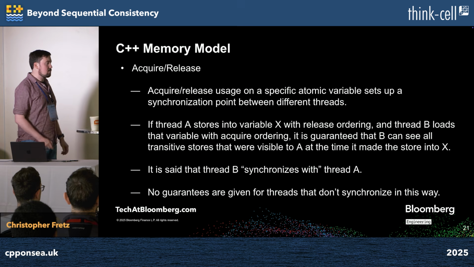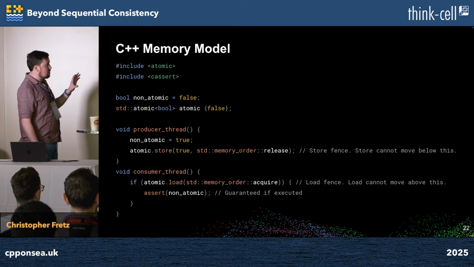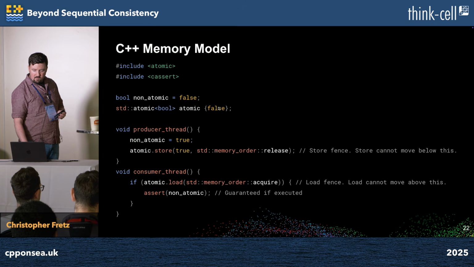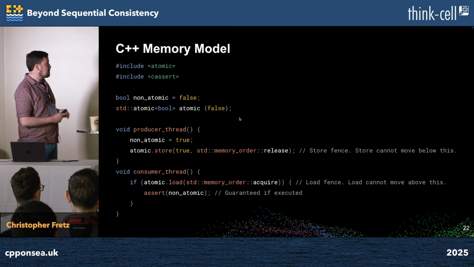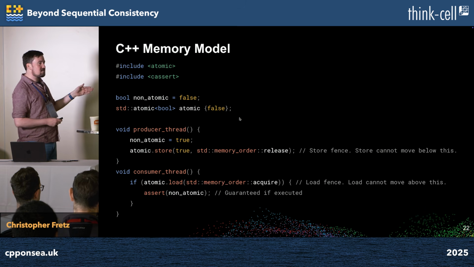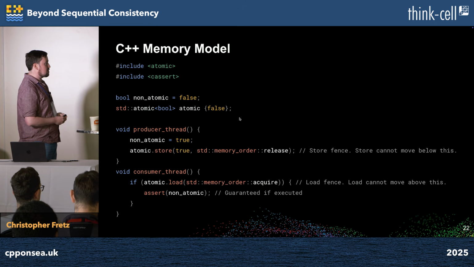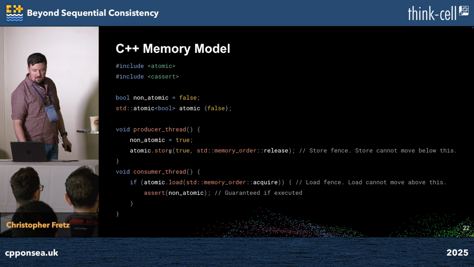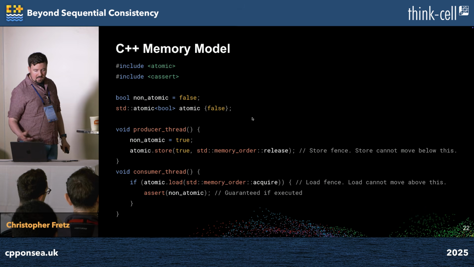They could see arbitrary reorderings. To give another concrete example, I have two booleans at global scope here. One of them is an atomic, one of them is a non-atomic, and I have two threads: a producer thread and a consumer thread.